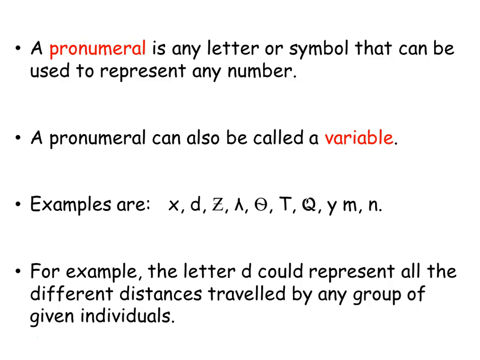A pro-numeral can also be called a variable, and here are some examples of letters or symbols that can be used to represent a pro-numeral or a variable. Now, let's take an example such as the letter D, and that could be used to represent all the different distances travelled by any group of given individuals. So there's an example. So take a large number of individuals and look at the distances they travel. There's your set of values, which we could represent with the letter D.